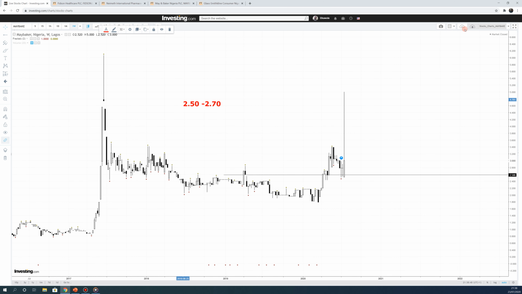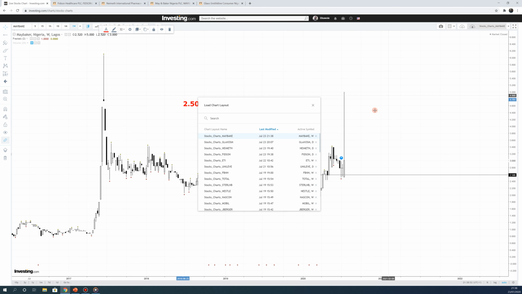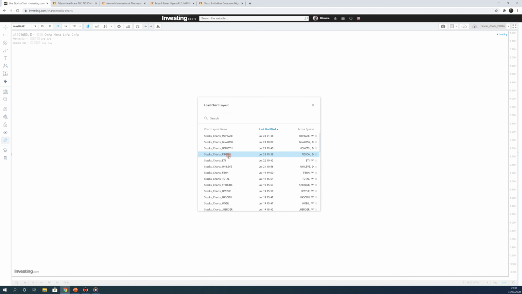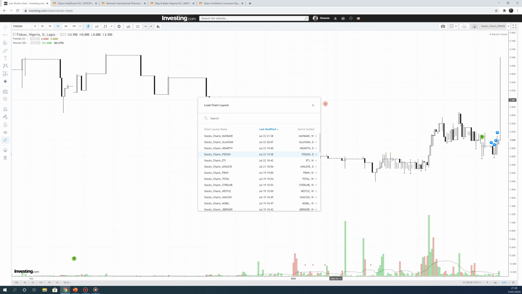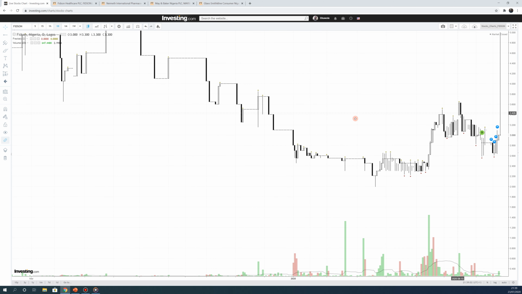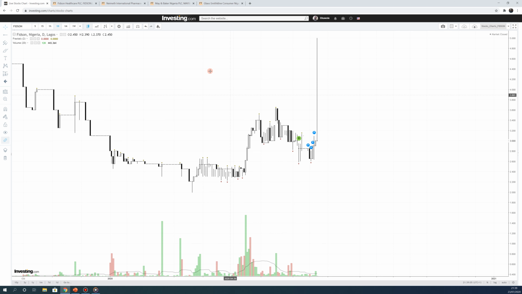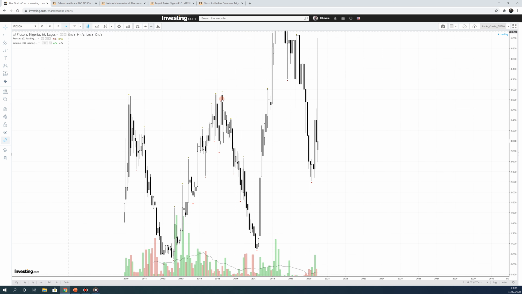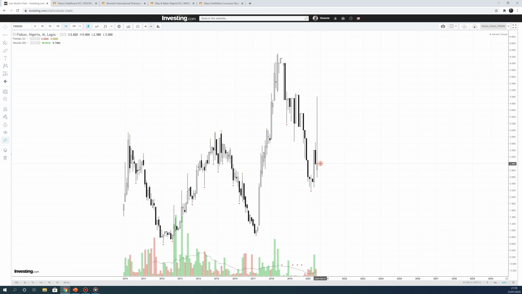Let's go to the other stock. Let me save this. The other stocks. Fidson. Wow, this is happening on this chart as well. Okay, now let's start from the monthly data.